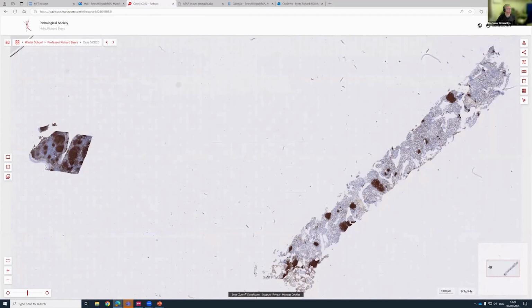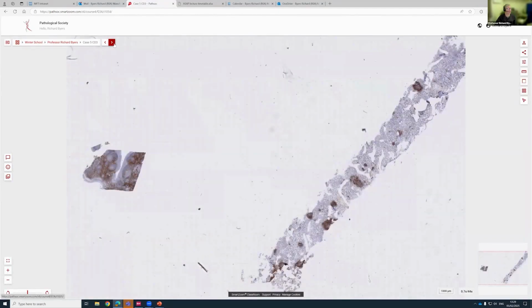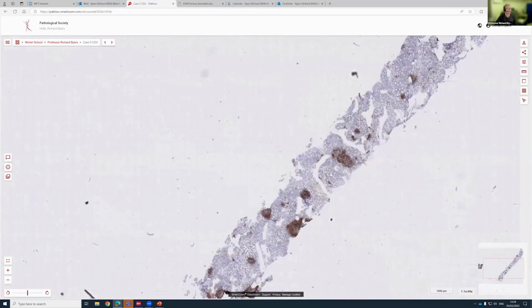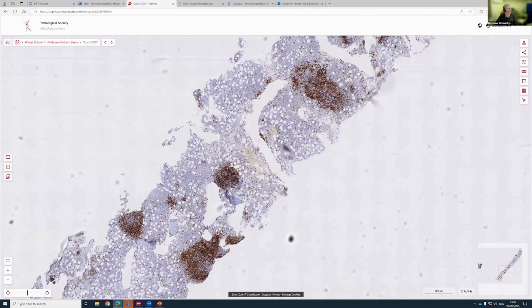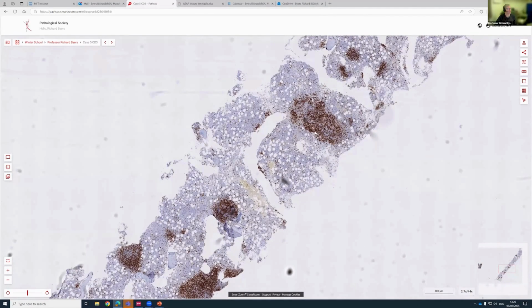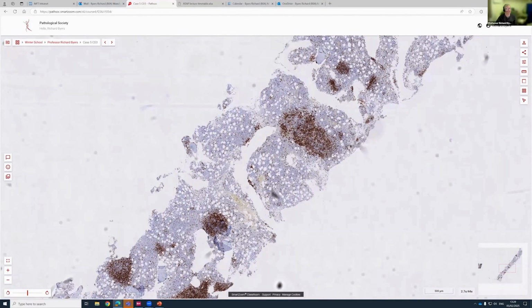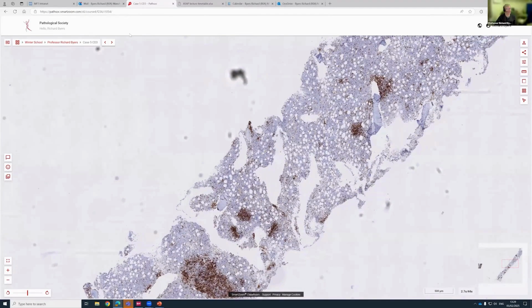CD20 is really useful, and you can see them highlighted really nicely here. It's always important to do a CD3 by comparison, and there are lots of T cells as well, because these are infiltrating reactive T cells. And you might say, well, how do you know then that these aren't just reactive? Well, the fact that they're paratrabecular means they're not reactive, okay? And there you're home and dry on that one.